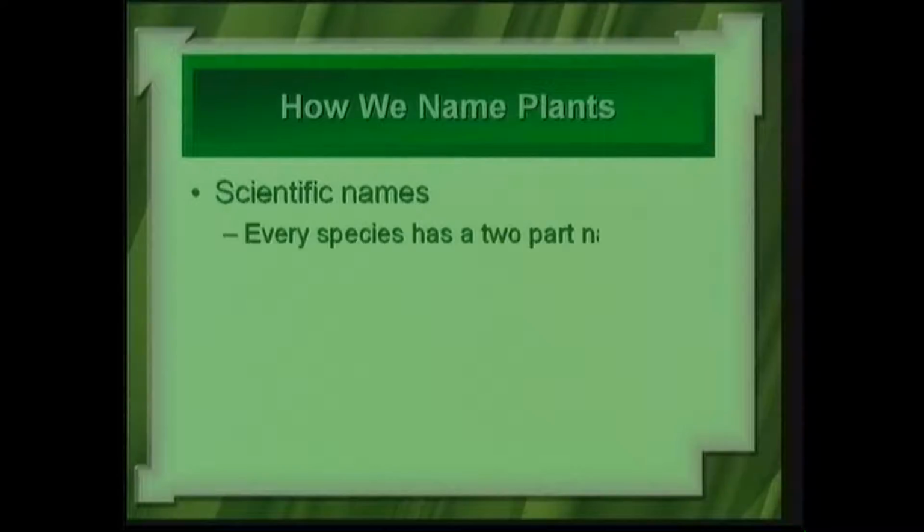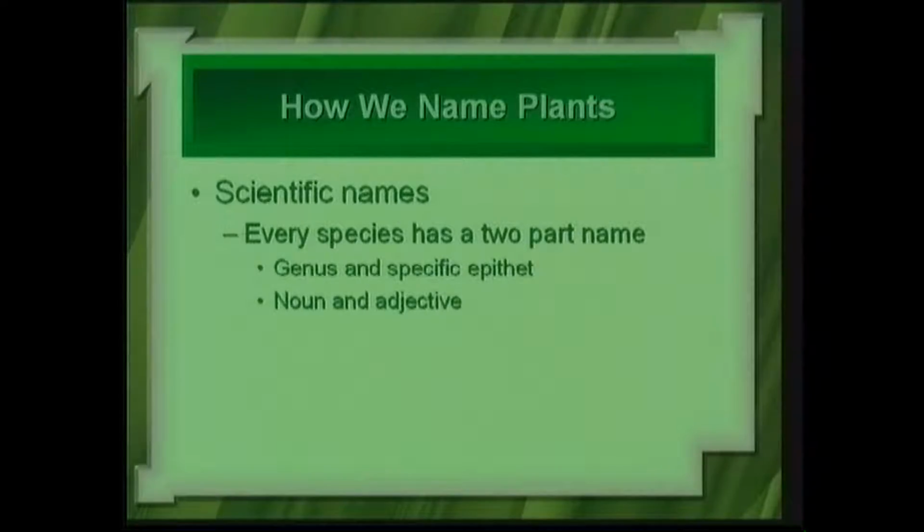So every species has a two-part name. It uses a genus name and what they call the specific epithet. So using a scientific name, binomial nomenclature, you always have a two-part name. The first part of the name is called the genus name. The second part of the name is called the specific epithet. Sort of like what Linnaeus did. The genus usually stands for a noun, and the adjective generally stands for the specific epithet.